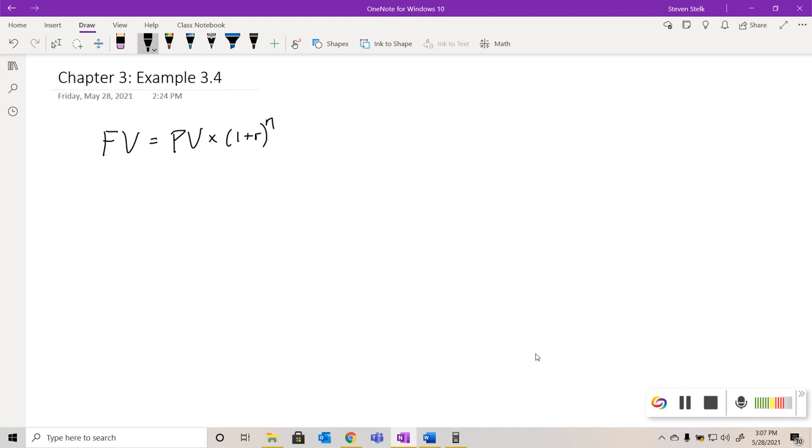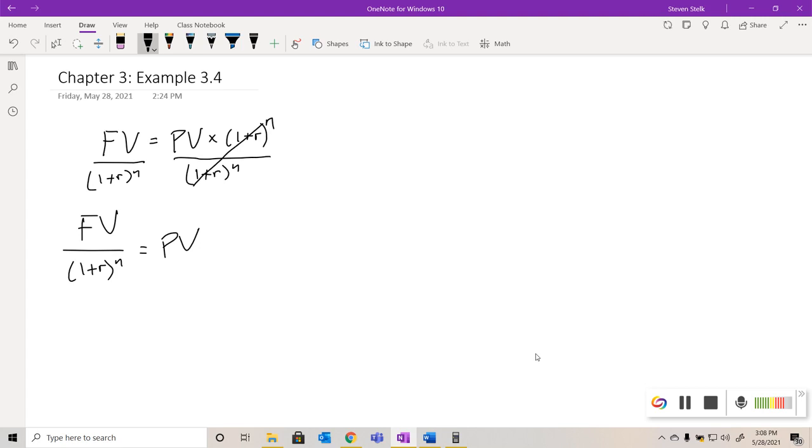Well, let's just rearrange this equation so that the present value is on the left-hand side and all the other stuff is on the right-hand side. And the way we're going to do that is we're going to start off by dividing both sides by 1 plus r to the n. So that over here on the right-hand side, I've got 1 plus r to the n divided by 1 plus r to the n. Well, that's 1. Those guys drop out. And on the left-hand side, I've got future value over 1 plus r to the n is equal to present value.